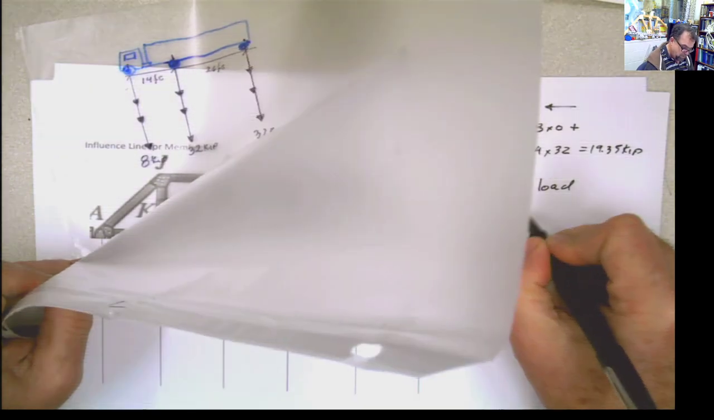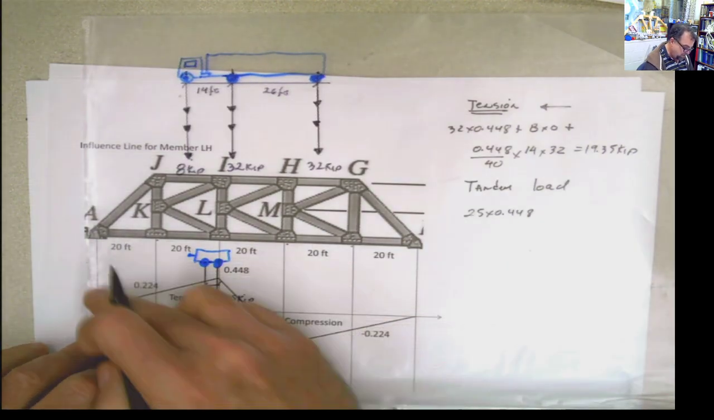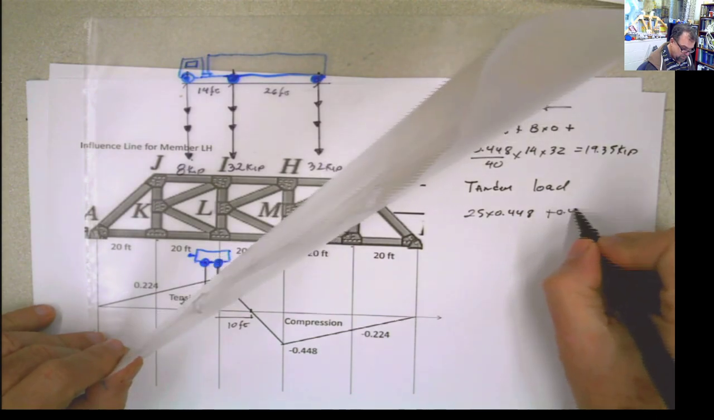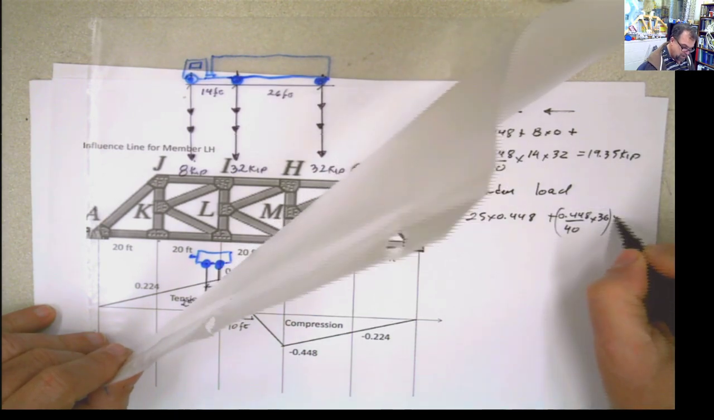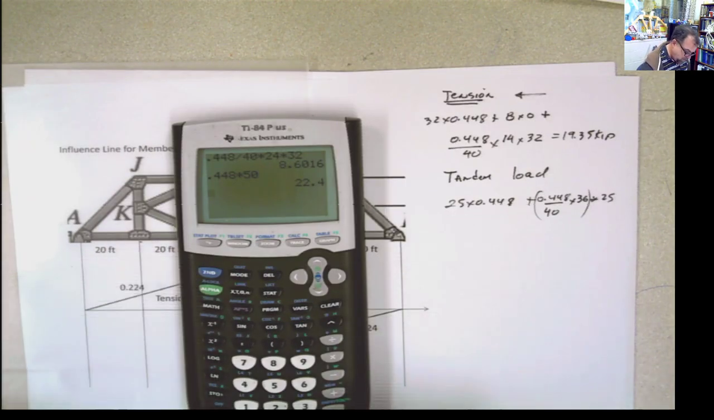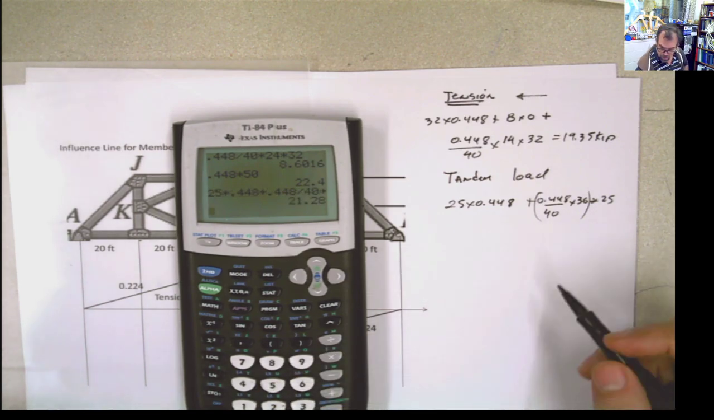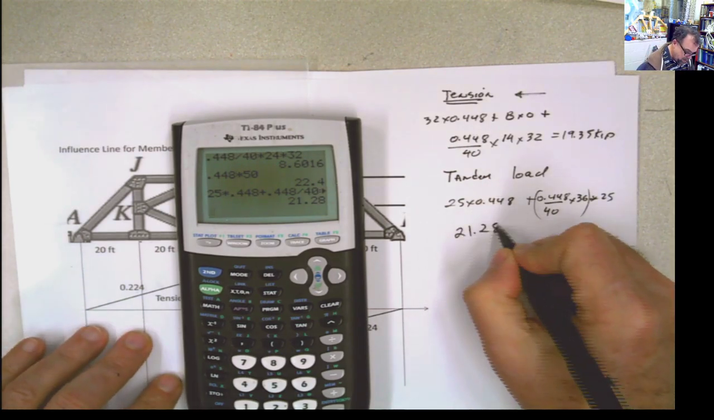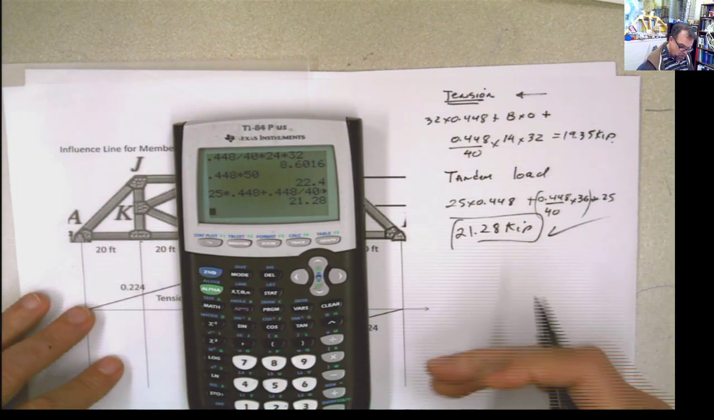When the load is in tandem, right there, 25 times 0.448, and the other one is gonna be 0.448 divided by 40 multiplied by 36. Remember, this is just the ratio multiplied by the other load of the tandem, which is 25, and that will be 25 times 0.448 plus 0.448 divided by 40 multiplied by 36 multiplied by 25. And that's 21.28 kip, which is bigger than that one. So in this case, the tandem load controls over the other one.